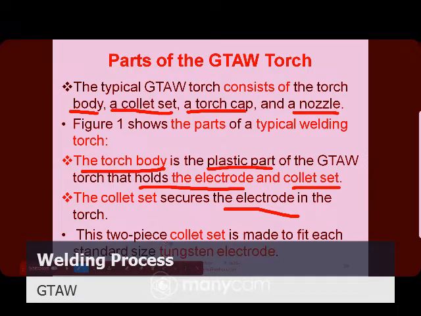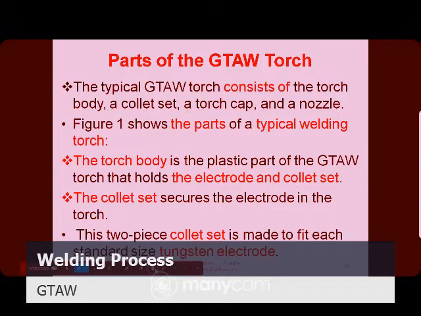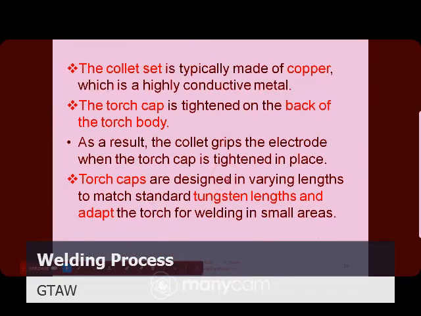So these two pieces, the set, is made to fit each standard size of tungsten electrode. So it's made depending on the tungsten electrode, which means we can have different sizes of collet sets. The collet set is typically made of what? Copper, a highly conductive metal, so it conducts the electricity to the electrode. That is one function.